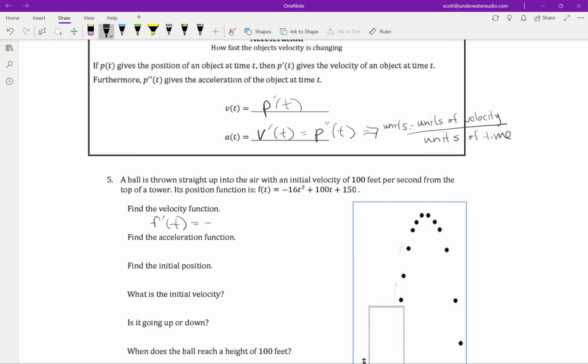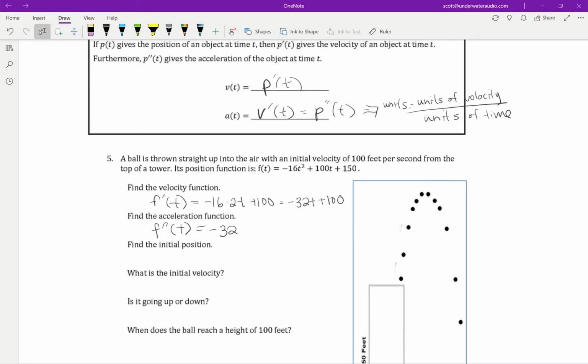So that would be negative 16 times 2 t to the first power. The derivative of 100t is just 100. And derivative of 150 is just 0. So negative 32t plus 100. It's kind of familiar looking. Then acceleration, that's going to be the second derivative, which is, it's good that we have the first derivative. So derivative of negative 32t is just negative 32. And then derivative of 100 is 0.